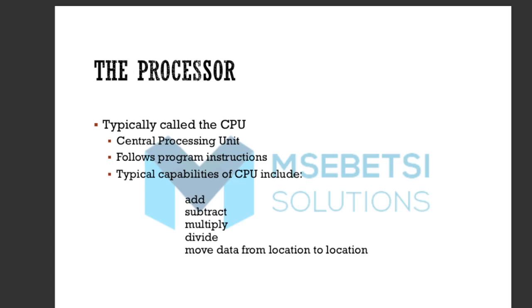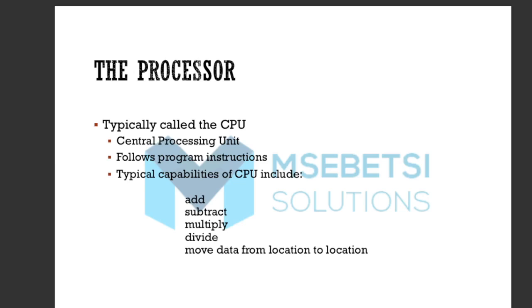It's typically called the CPU, abbreviated for Central Processing Unit. It follows program instructions, and by that I mean that every program has a set of instructions. It's either I'm taking a picture, or I'm putting in some letters so that they can be outputted as something I see on the screen. Those are instructions. So the CPU follows program instructions.